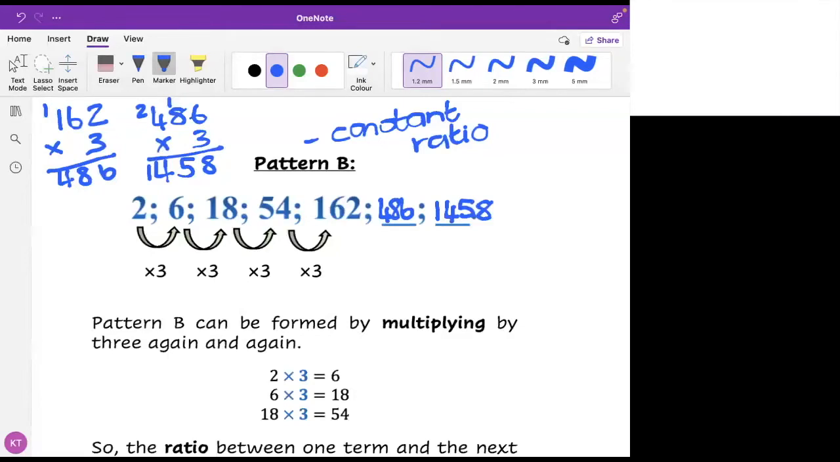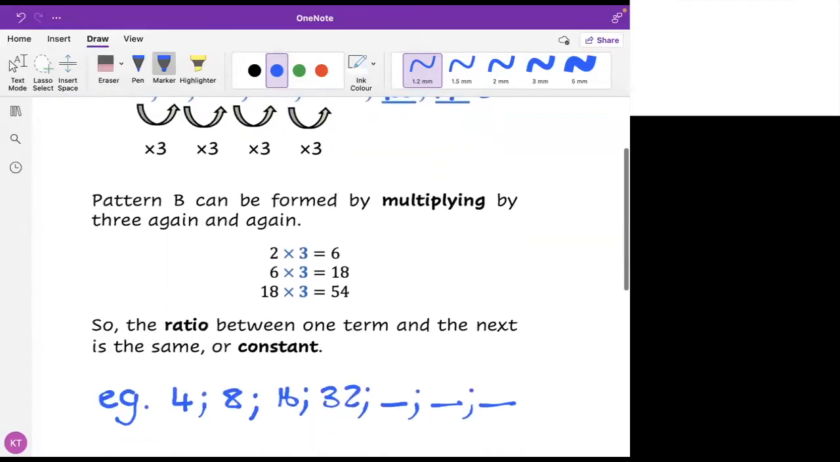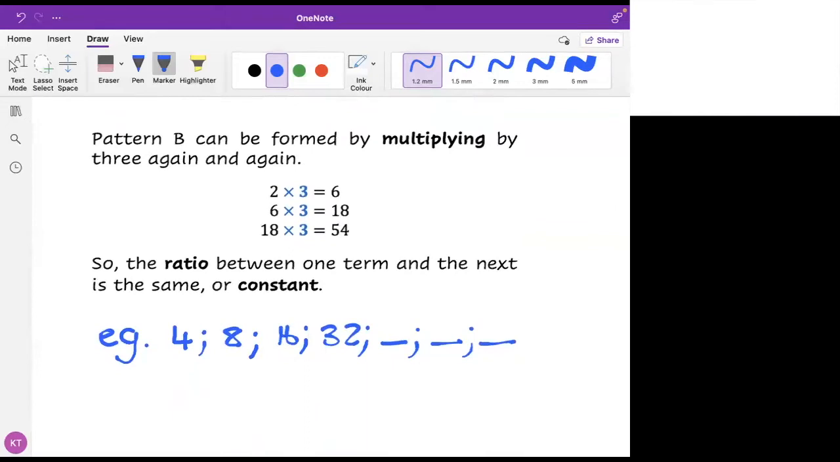So that's what we did in our last lesson. Pattern B can be formed by multiplying by 3 again and again. So the ratio between one term and the next is the same, or it is constant.